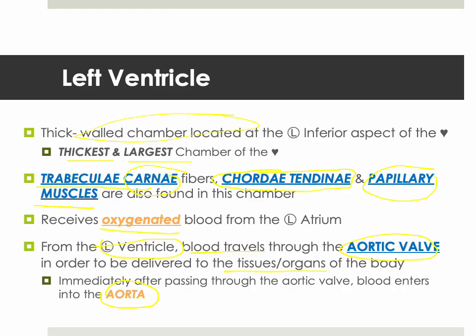This is where the systemic circulation happens. So we talked about the right side being the pulmonary circulation. This side is the systemic circulation. There is greater resistance because we're talking about the whole body, our body itself. So that's why it has to be stronger.